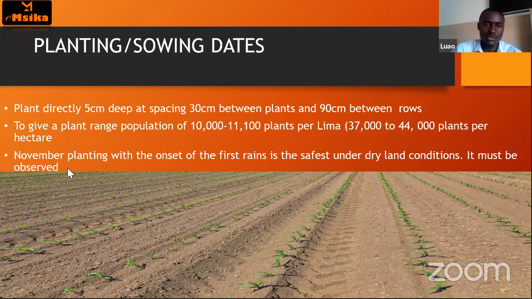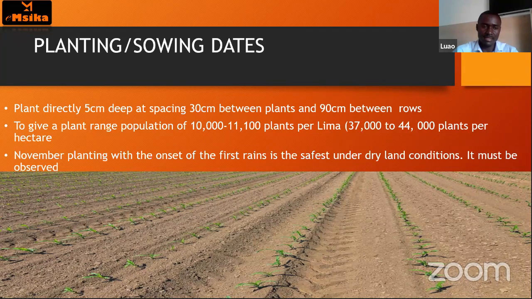So when is the sowing date? November planting, at the onset of the first rains, is the safest under dry land conditions. But you have to observe: if you say November, and it just rains once in a week, you need some consistency in terms of rain. It rains today, the day after tomorrow it rains, the other day it rains, or after 2 days it rains. Then you know that there's enough moisture in the soil to put the seed in.